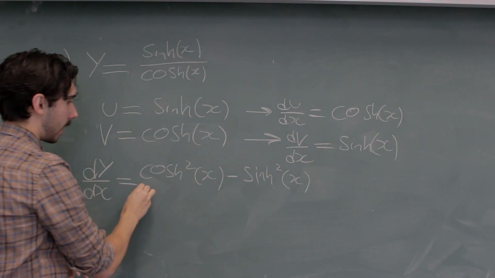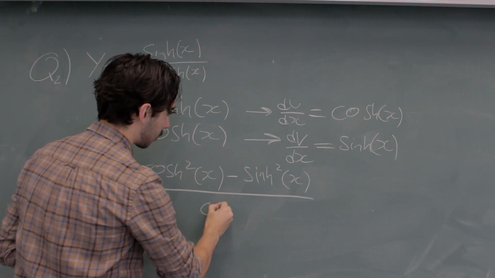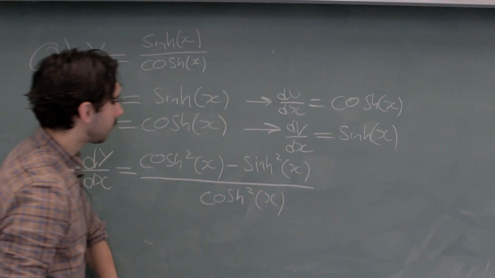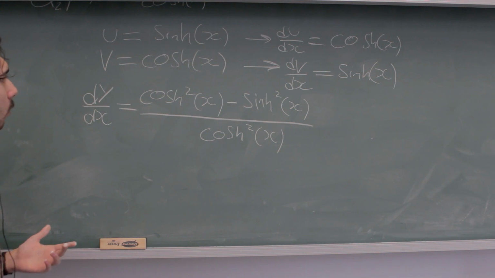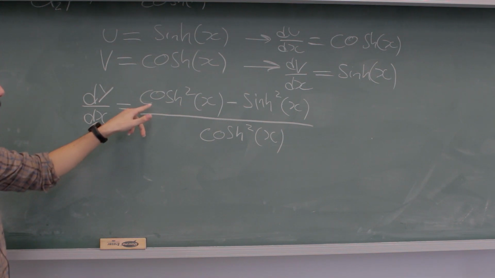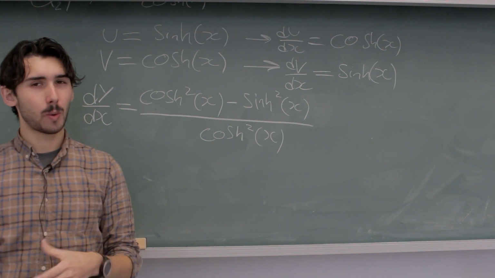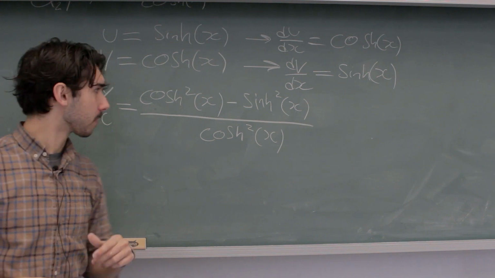And this is all divided by v squared, v being cosh x, so this is divided by cosh squared. Okay. So how can we maybe go about simplifying this? Well, you might know that cosh squared minus sinh squared, just like how cos squared plus sine squared is 1, cosh squared minus sinh squared is the number 1.